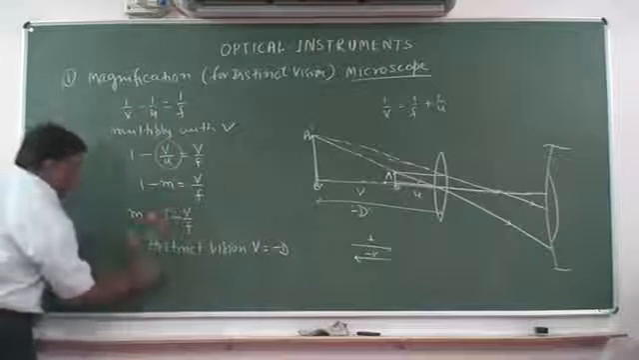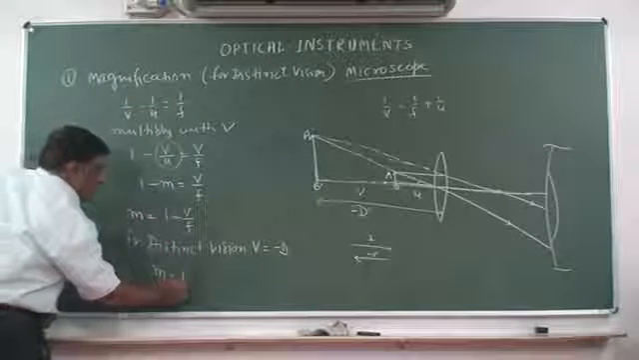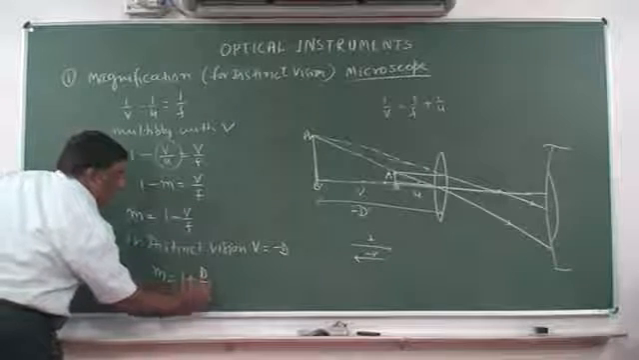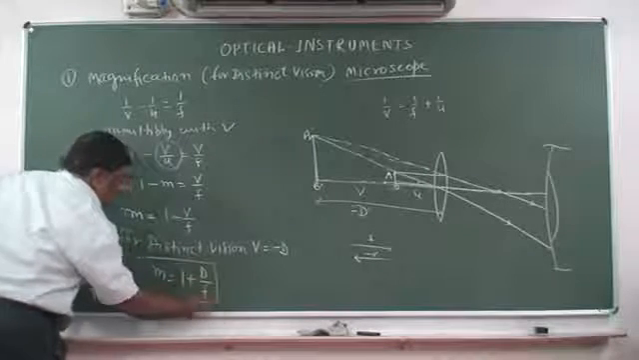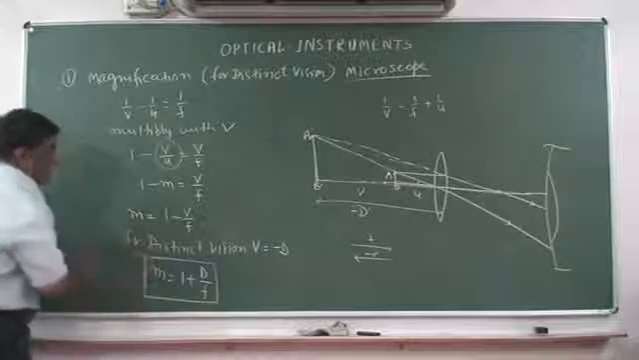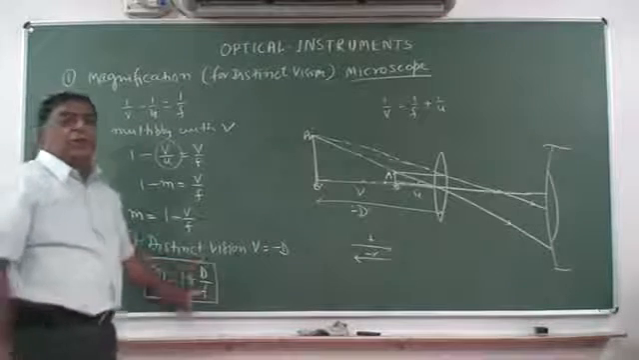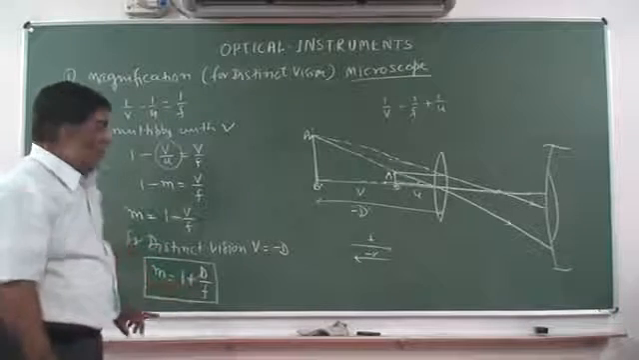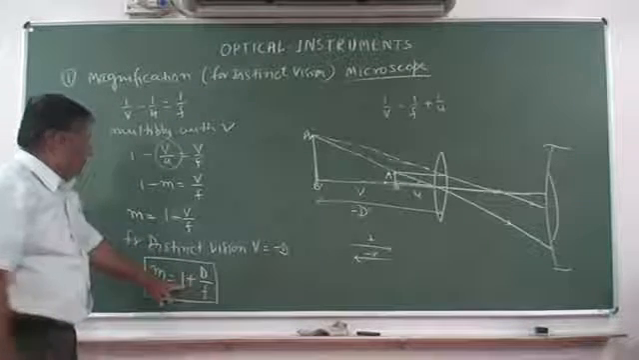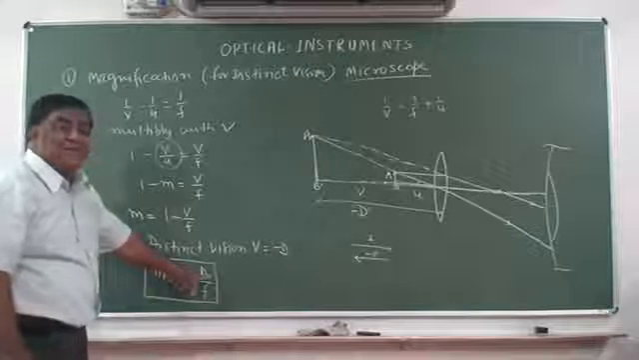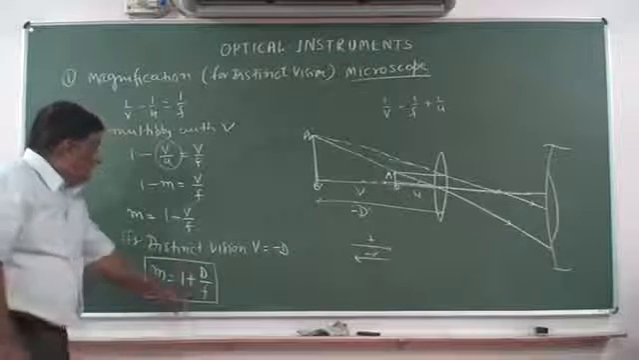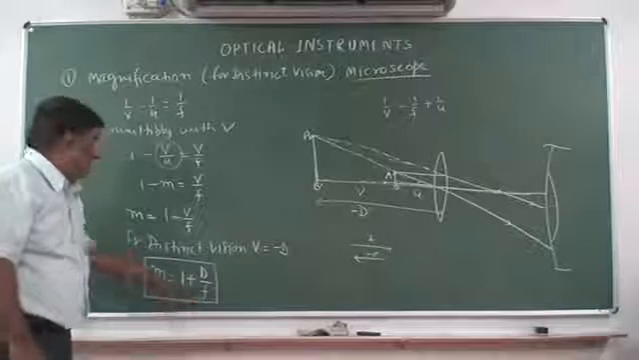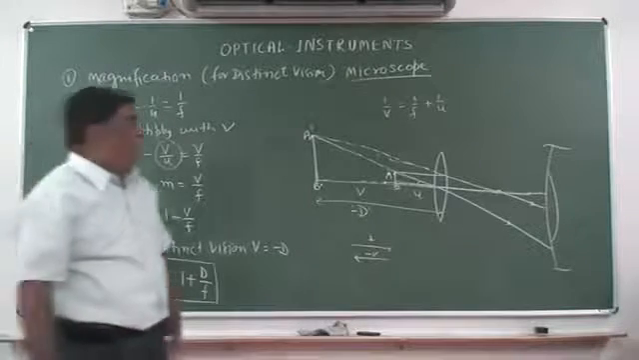Putting this value here, we get magnification is equal to 1 minus, minus plus D upon F. M is equal to 1 plus D upon F. So this is magnification. Okay. So magnification, 1 is a constant, D is a constant. So magnification depends upon focal length. Smaller is the focal length, more is the magnification.